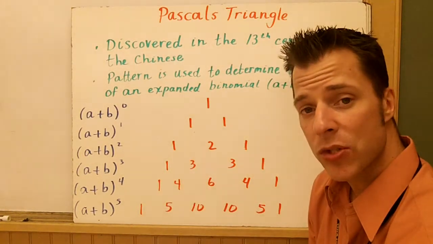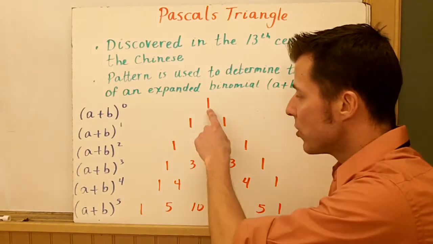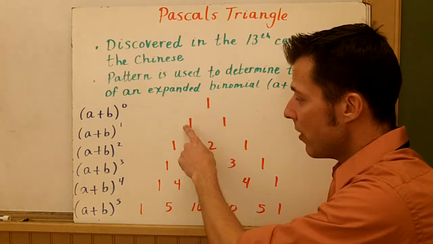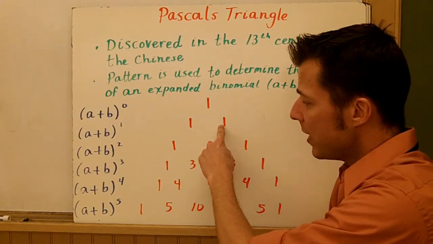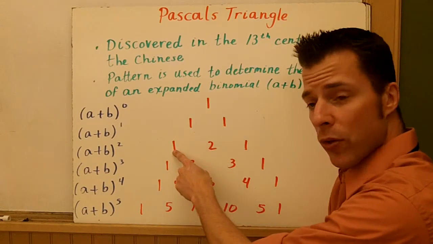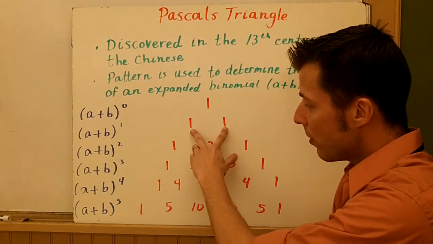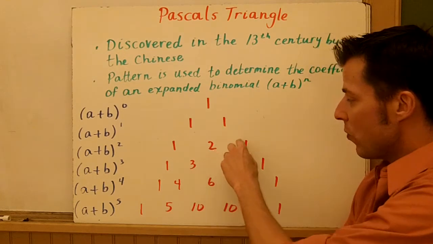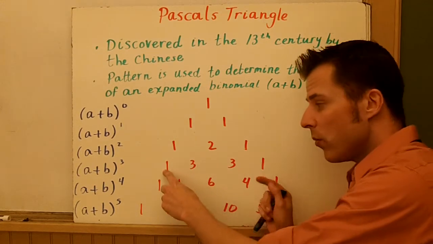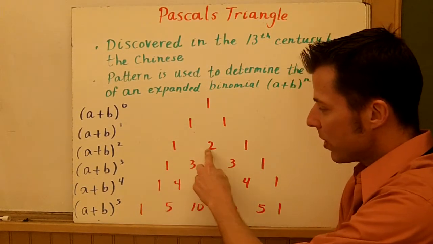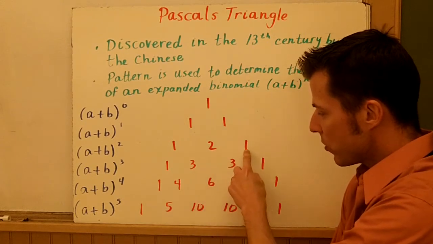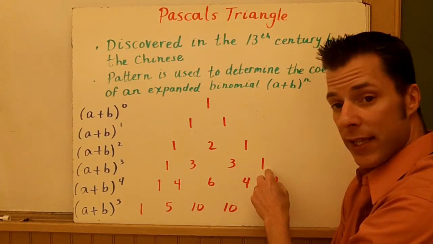Now how do you get each row or each value? Okay, you start with 1, and then you have 1, 1. And then you always start with a 1 and then add here. So 1 plus 1 is 2, and then 1 on the end. You always start and end with 1. So 1, and then 1 plus 2 is 3. 2 plus 1 is 3. And then 1 at the end.